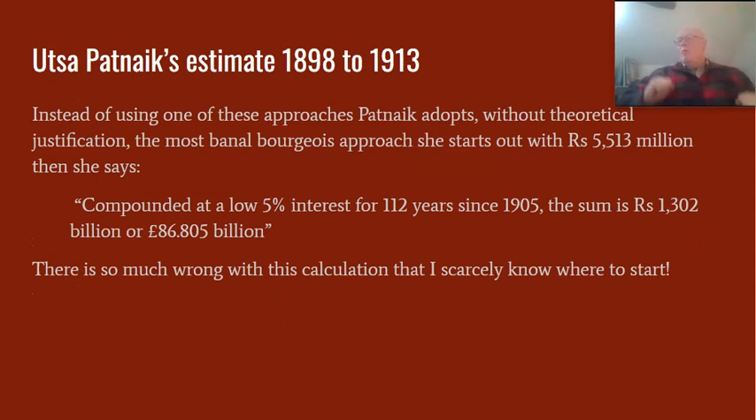But this is not what Patnaik does. She adopts, without any theoretical justification, the most banal bourgeois approach imaginable. She starts out with 5 billion rupees, and she then says, compounded at a low 5% interest for 112 years since 1905, this sum is 1,302 billion rupees, or 86 billion pounds. There's so much wrong in this calculation, I scarcely know where to start.